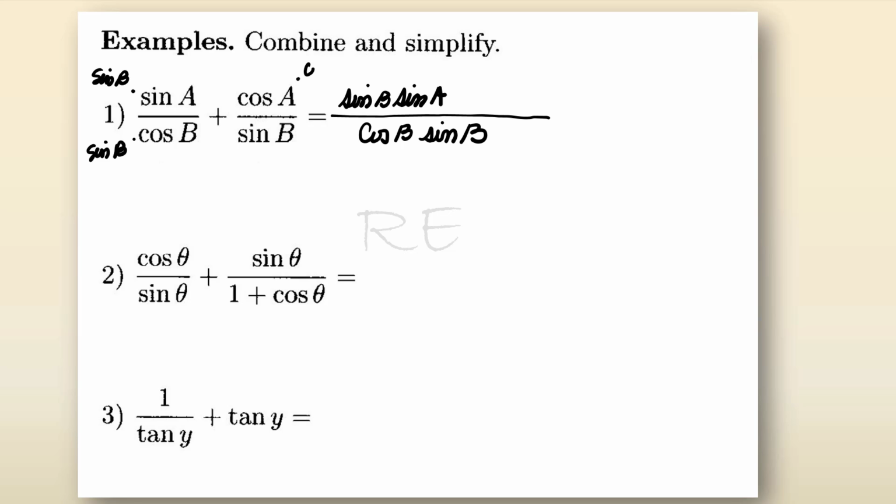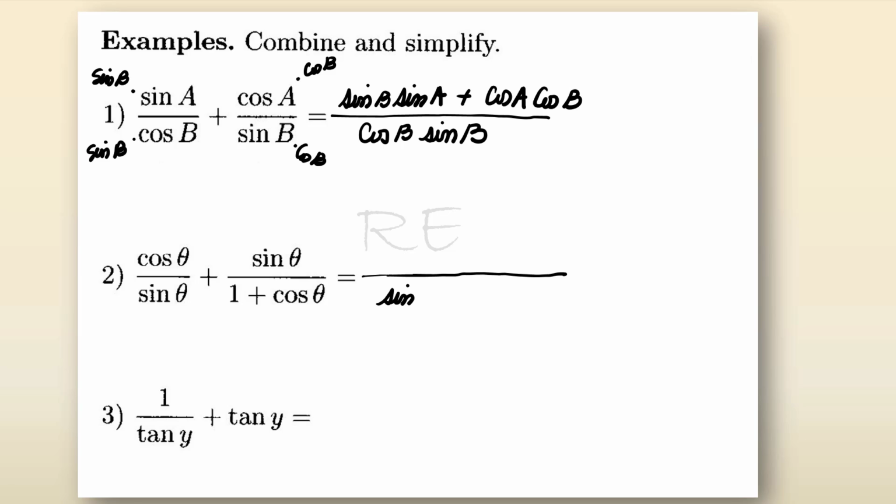The second fraction is multiplied by cosine B. The numerator becomes cosine A cosine B, and the common denominator is cosine B sine B. We're done.